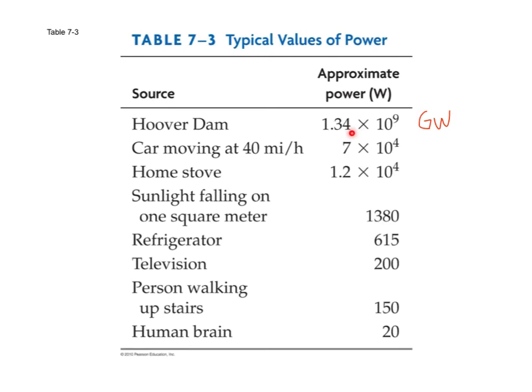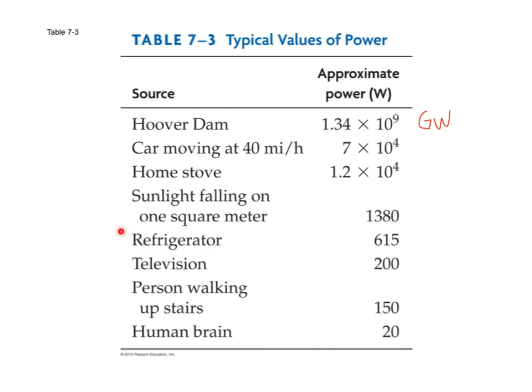A car moving at 40 miles per hour, an average car, is somewhere in the realm of 7 times 10 to the fourth watts. So that's 70,000 watts. A home stove is 12,000 watts. Sunlight falling on 1 square meter is, interestingly, 1,380 watts. If you think of what a 100 watt light bulb looks like, that's pretty bright, so that's like 13 of those. That's a lot of power, a lot of energy that we can extract from sunlight.